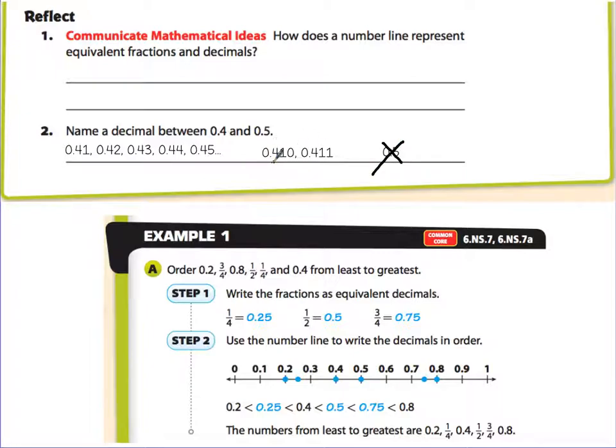But anything that has that 4 in the tenths place, no matter what's after, is going to be between the 0 and 4/10 and the 0 and 5/10.